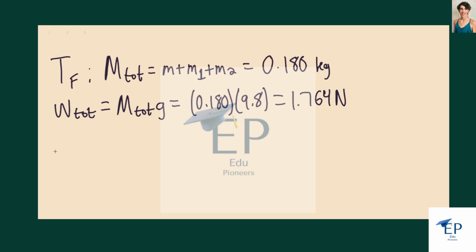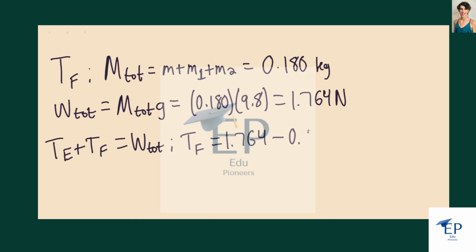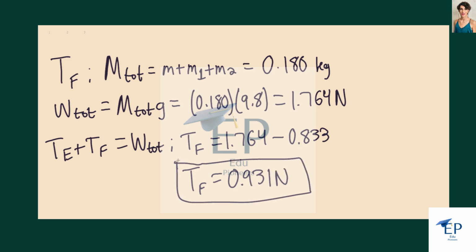So to find T sub F, we know that T sub E plus T sub F equals the weight total. So T sub F would be equal to the weight total, 1.764, minus 0.833. And we find that T sub F is going to be equal to 0.931 newtons. So this would be your answer for T sub F.